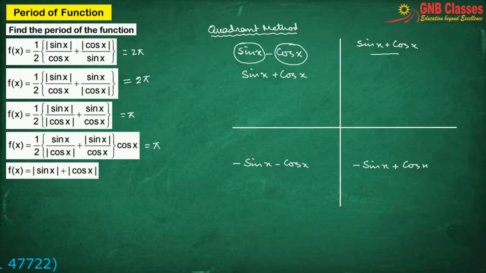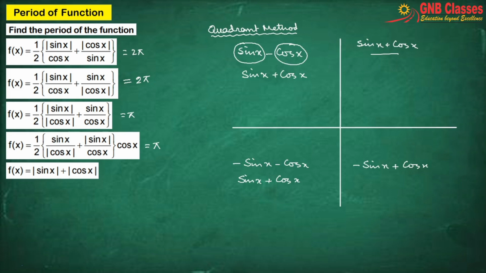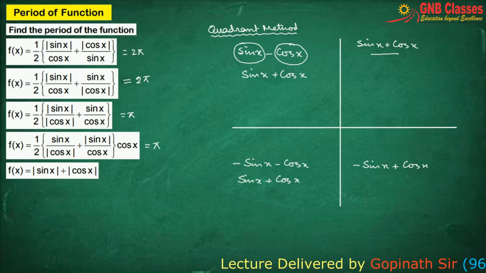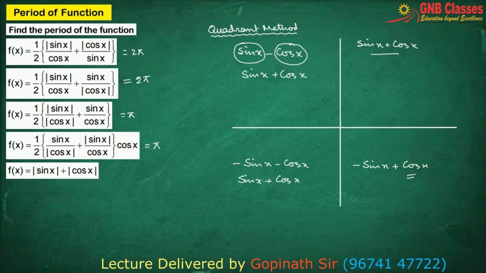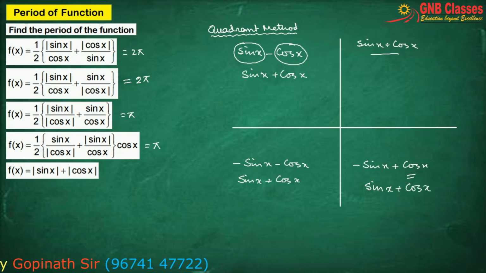Am I correct? In the third quadrant, both sin x and cos x are negative. Therefore, your function will reduce to sin x plus cos x. I have simply changed the minus sign to plus because, as I told you, if the trigonometric ratio is negative in that quadrant, you have to put a minus sign before that ratio. Is it clear? In the fourth quadrant, sin x is negative and cos x is positive, so leave cos x as it is, but sin x has to be replaced by minus sin x, so it will be sin x plus cos x. Am I correct? So the second step is over.